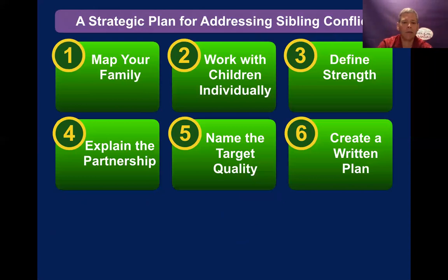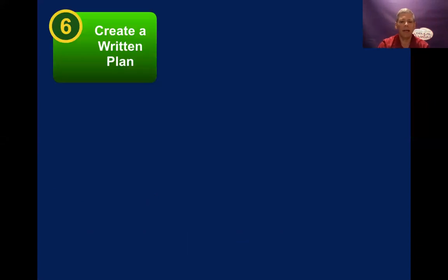Let's go to step number 6, and that is to create a written plan now. We've defined the target quality, and we're going to create a written plan. Now, when I say develop this written plan, I want you to understand that this is a written plan for the child. I'm trying to give you an overall plan for the parent. Here's how you identify the quality, work with the child, say we're not going to live this way anymore, or partner with the child. That's all the parent plan. Now we're working on a written plan for the child.